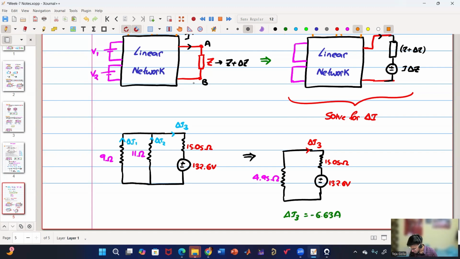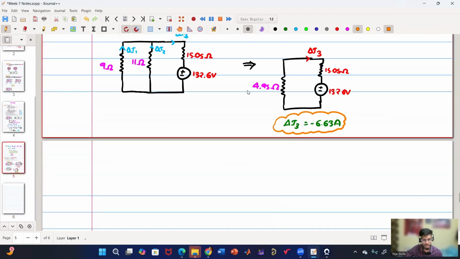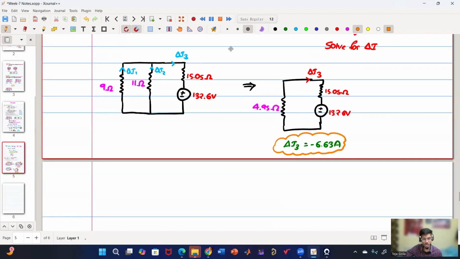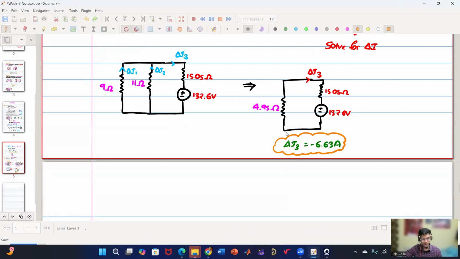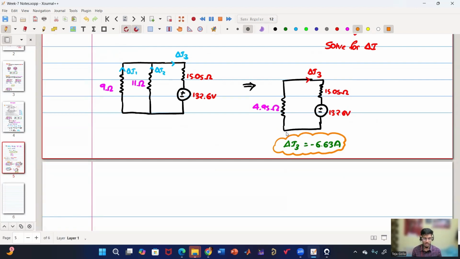So is everyone getting the same expression, or any confusion, different answers you are getting? Shamita, are you following? Yes, sir. You got this expression? Yes, sir. Okay. Everyone got the same value? Yes, sir.